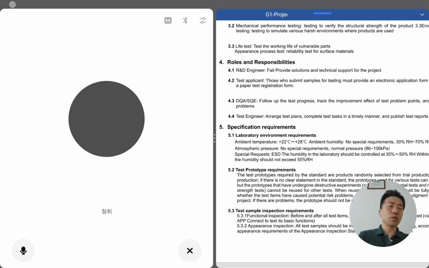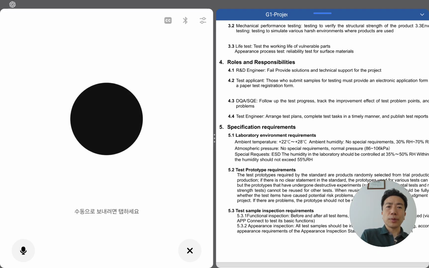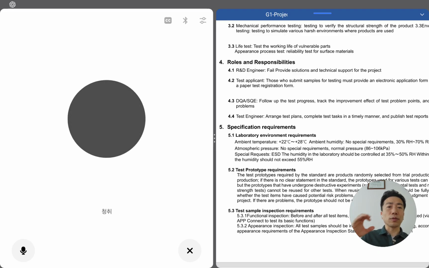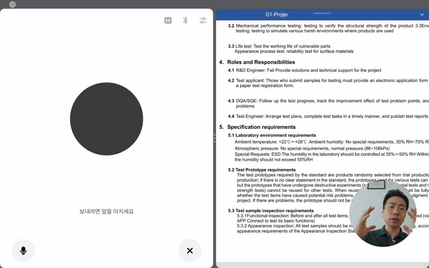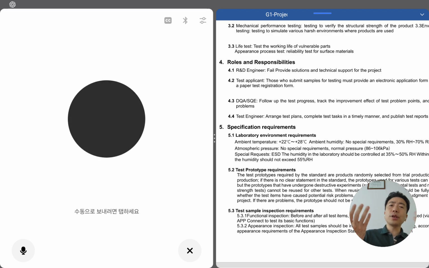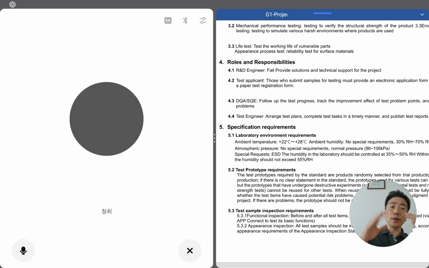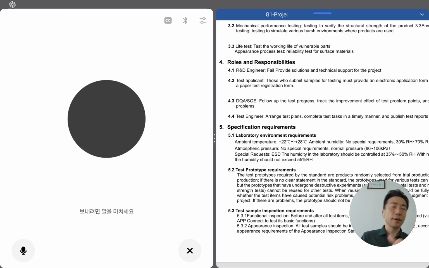Okay, go ahead. Let's move on to the number 4, roles and responsibilities. For that one, R&D engineer means provide solutions and technical support for the project. GPT, in my opinion, this line is a little bit awkward because this sentence starts with the word fail. I think it's a little bit strange. Could you please help me to refine this sentence, this line?